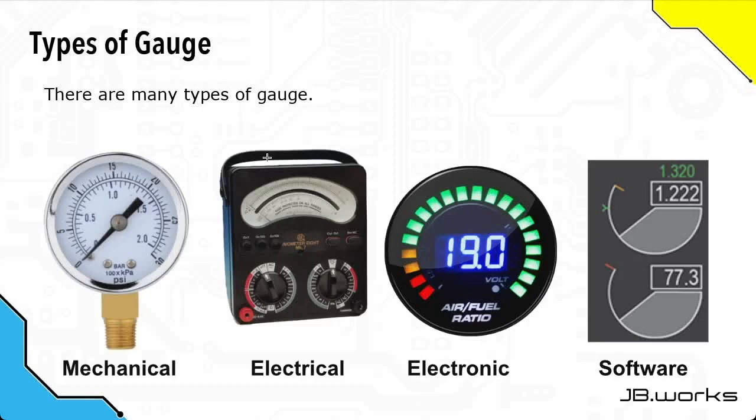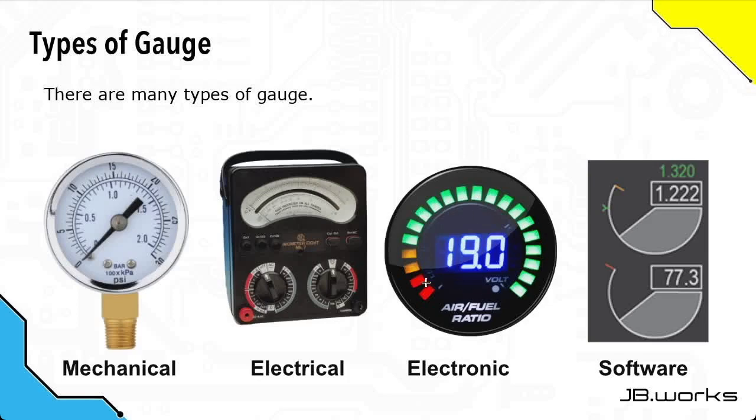Now, as you can see here, gauges come in many different shapes and sizes. This first one is a purely mechanical gauge. It measures pressure, and it has no electronic parts in it whatsoever. It uses a round face. Then this next one is an old multimeter, and this is the gauge here. There's the indicator, and you can see the scale. This is electrical, so it's got virtually no electronics and definitely no computers.